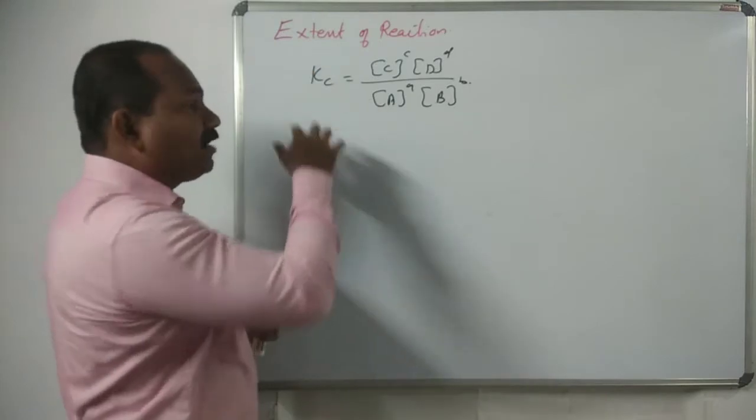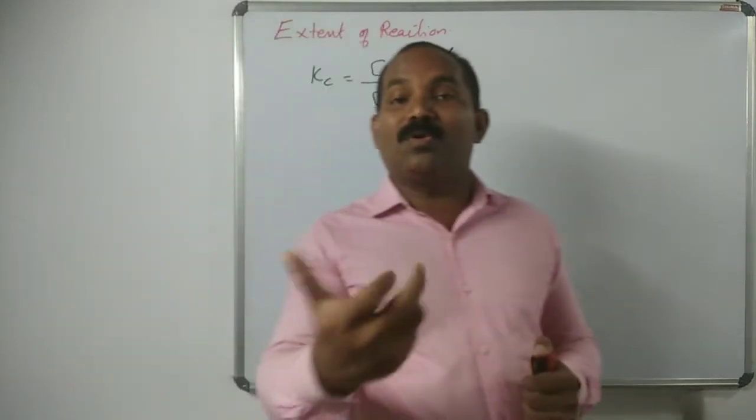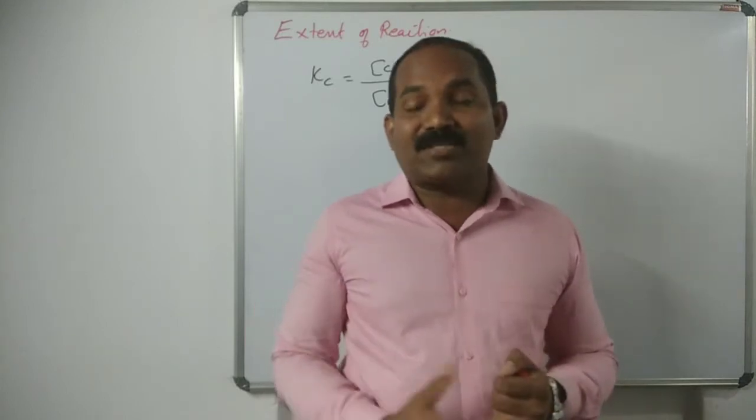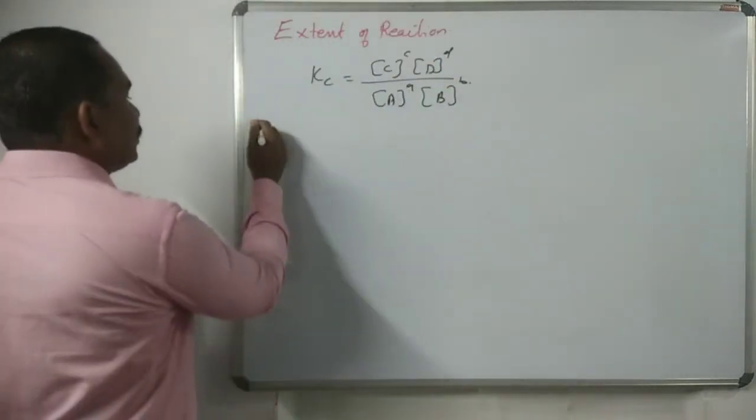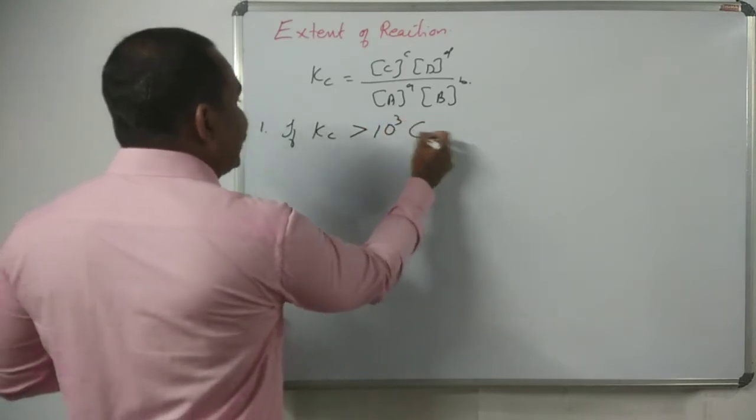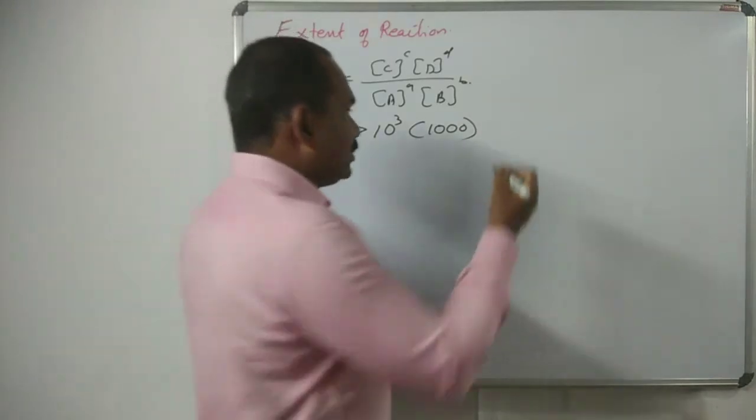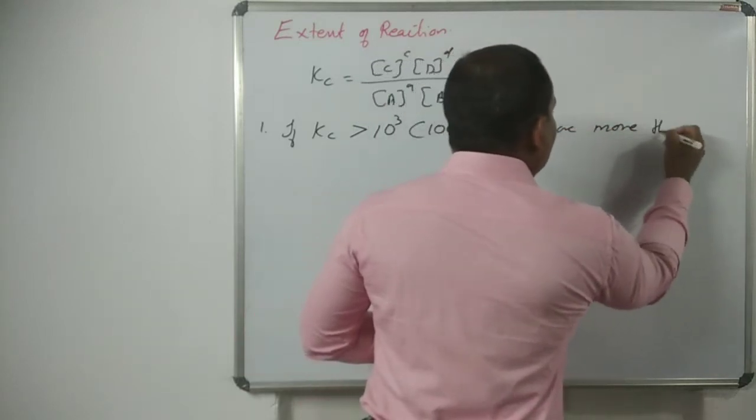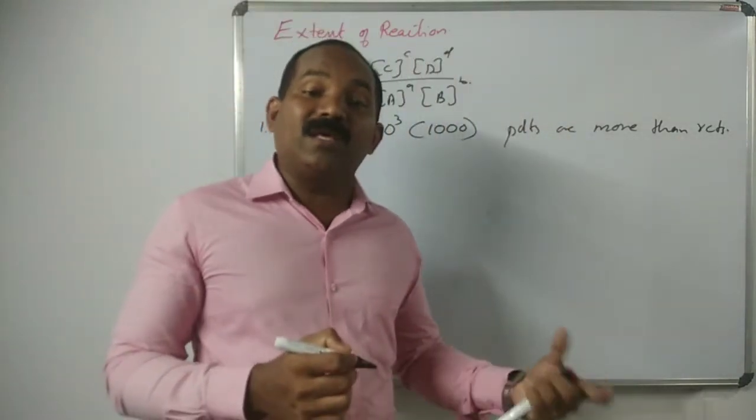If Kc or K value is higher, what does it indicate? The concentration of product is more. So we have to discuss the extent of reaction by comparing the values of K. The first point is, if Kc is greater than 10 raised to 3, that is 1000, the products are predominant over the reactants. Products are more than the reactants.